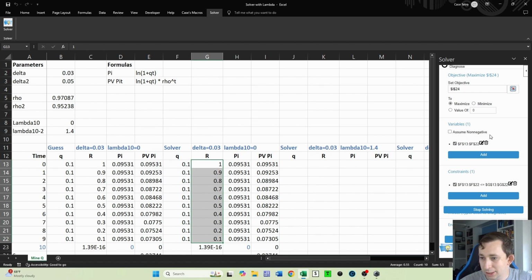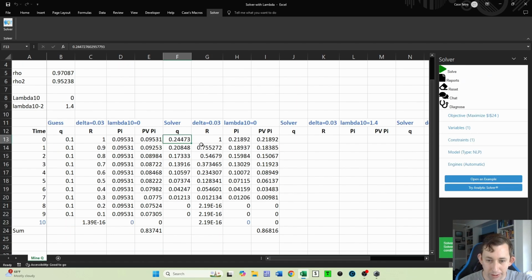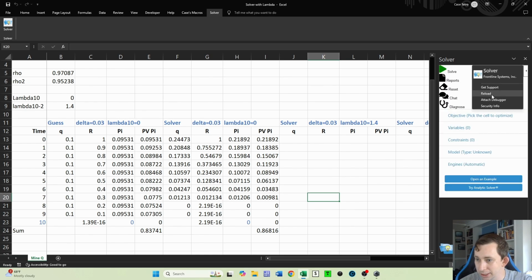In reality, I should click this non-negative button. Currently, it's not letting me click this non-negative button. So I'm going to just keep rolling with that. Okay, so now for my Qs, what I've got is I'm going to extract in every period 1 through 7 until I've got nothing left. And then I'm going to have nothing by the time I get to period 10. So the sum of my present value is 0.86. So I did a little better than I did before. I'm going to come over here and I'm going to reset and I'm going to reload everything.